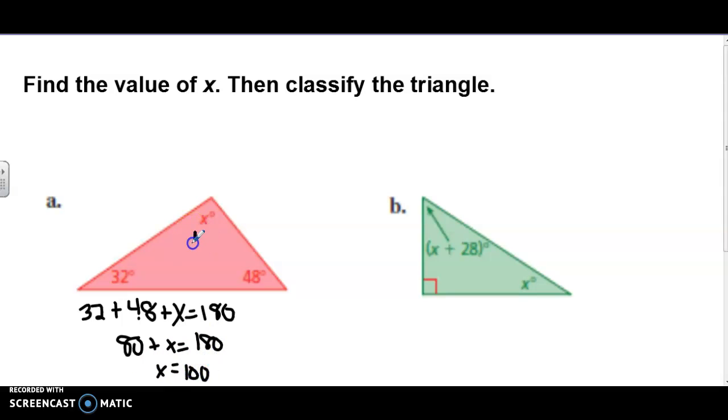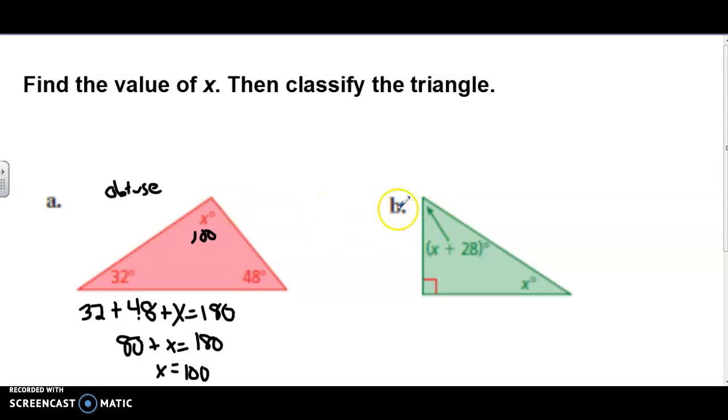So if x is 100, what kind of triangle is it? The angles are 32, 48, and 100. So we have one angle that's bigger than 90. If one angle is bigger than 90, then it's an obtuse triangle. You can't have two angles 90 or bigger in a triangle because, again, the three angles have to add to 180. So obviously if you have one angle that's 90 or above, you can't have any more that are bigger than 90.